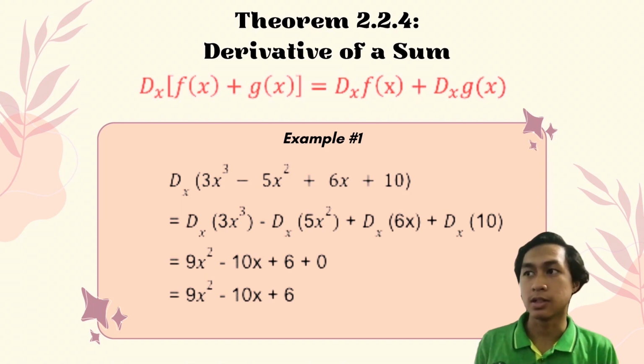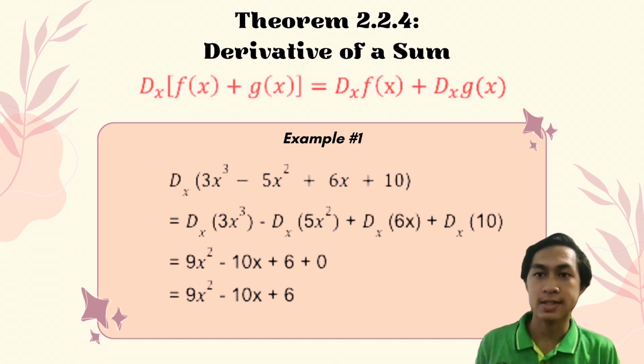And the derivative of 5x squared is 10x. The derivative of 6x is 6. And the derivative of 10, which is a constant, is 0. In which it turned to 9x squared minus 10x plus 6 plus 0. Automatically exclude the 0, and we will have 9x squared minus 10x plus 6.